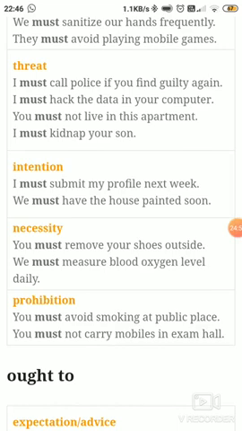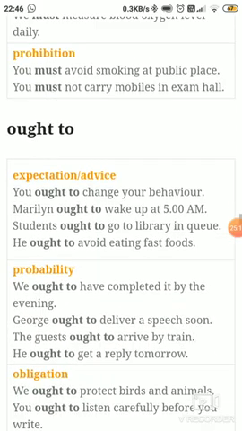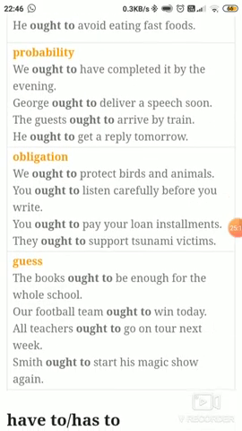Necessity. You must remove your shoes outside. We must measure blood oxygen level daily. Prohibition. You must avoid smoking in public places. You must not carry mobiles in the exam hall. Now we have got ought to.